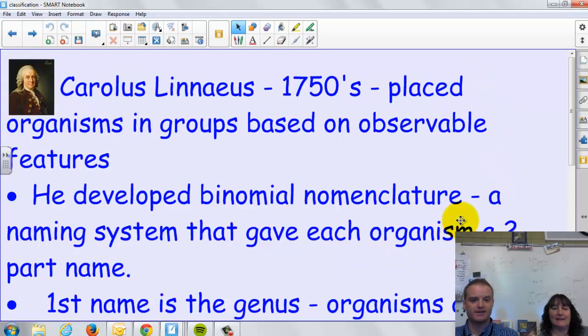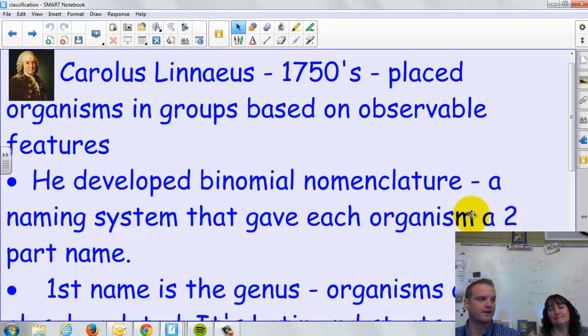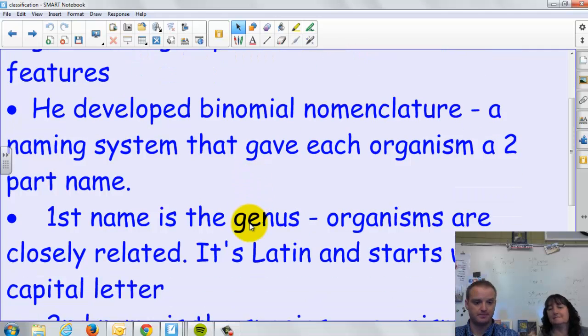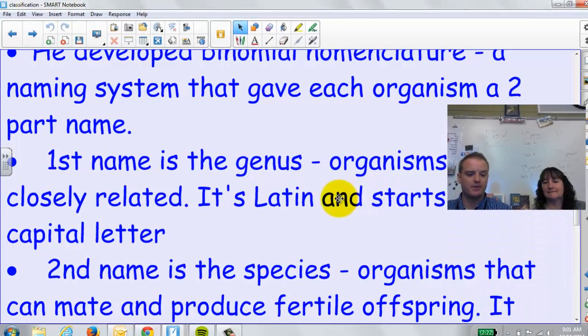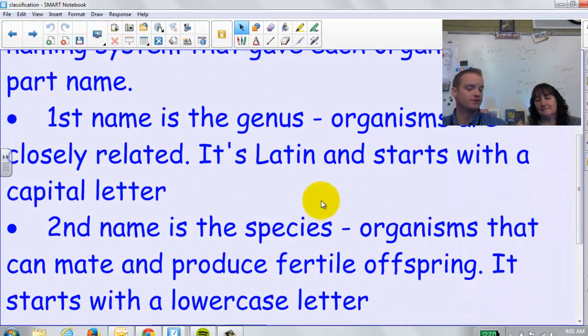Exactly. Our next guy, and he's really the father of modern taxonomy, is Carolus Linnaeus. He placed organisms in groups based on observable features, things we can see. He developed a binomial nomenclature, so bi means two, nomial, a naming system, that each animal gets a two-part name. The first is the genus of the organism. We'll get to that: kingdom, phylum, class, order, family, genus, species. It's Latin and starts with a capital letter. The second name is the species. Organisms that can mate and produce fertile offspring are considered to be in the same species, and that starts with lowercase. So every animal has a two-name scientific name.